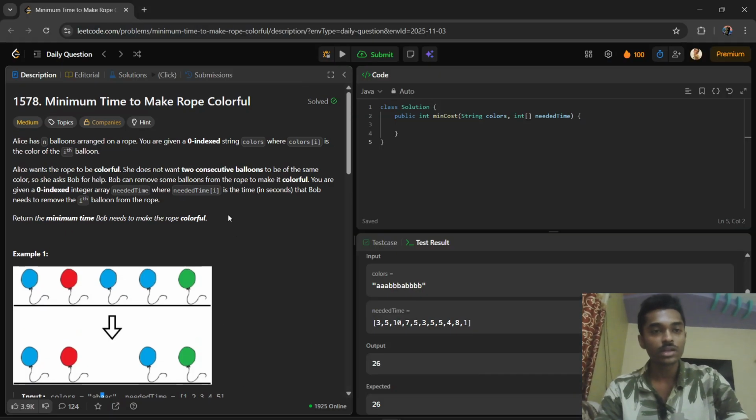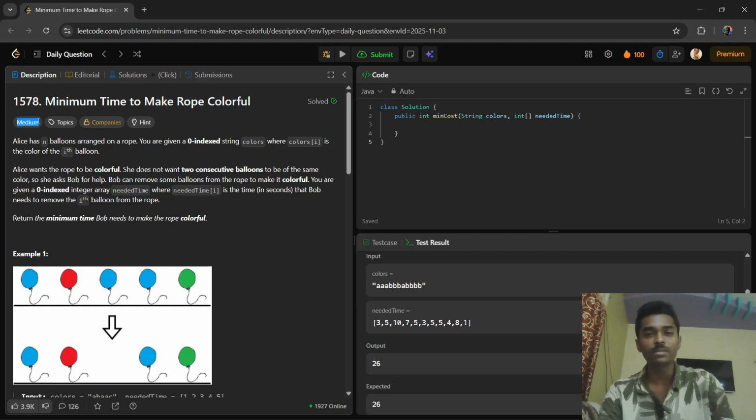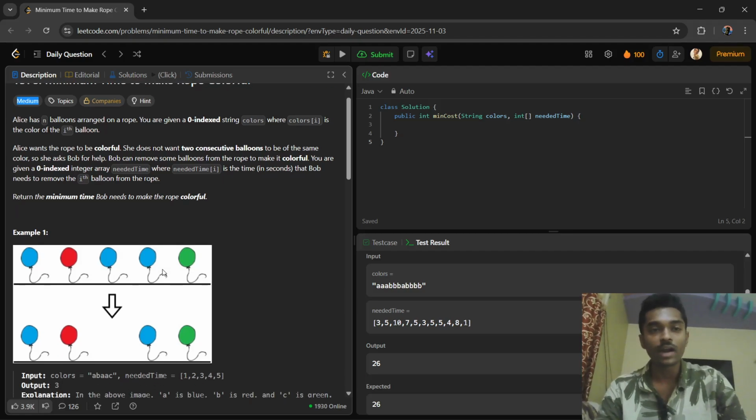Our question today is Minimum Time to Make Rope Colorful. This question is marked as medium, but actually it is not medium. This question is very easy, guys. So let's start the question.